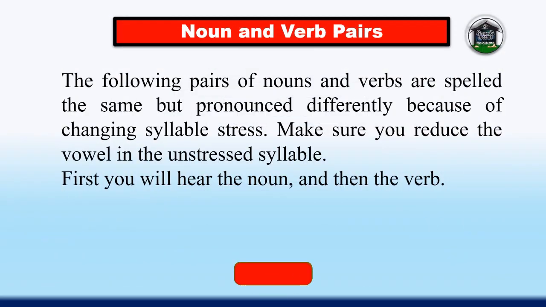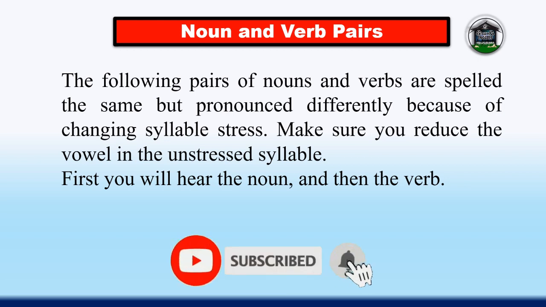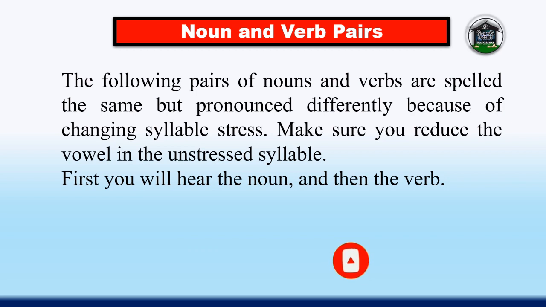Noun and verb pairs. The following pairs of nouns and verbs are spelled the same but pronounced differently because of changing syllable stress. Make sure you reduce the vowel in the unstressed syllable. First, you will hear the noun and then the verb. Listen and repeat.